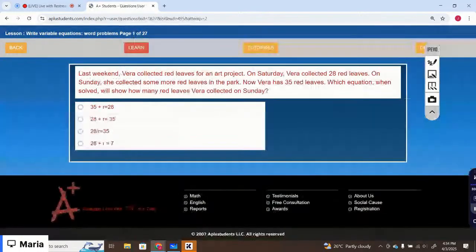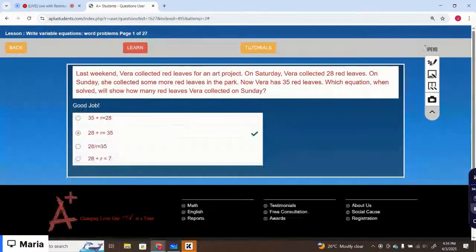Last weekend, Veera collected red leaves for an art project. On Sunday, Veera collected 28 red leaves. On Sunday, she collected some more red leaves in the park. But Veera has 35 red leaves. Which equation will show how many red leaves Veera collected on Sunday? She has now 35, so that means 28 plus R equals 35. Option number two is the correct option.